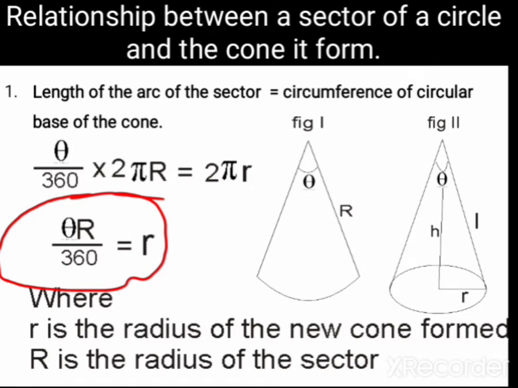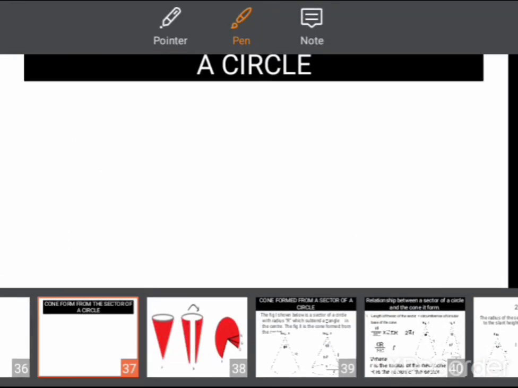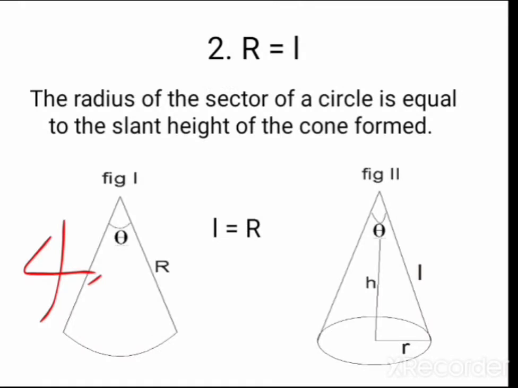That's the first relationship. Then the second relationship, we discover that the radius of the sector is equal to the slant height of the cone. The radius of the sector, which is this arrow, is equal to the slant height of the cone. From that practical section, we discovered that the radius of the sector was 4.25. Then from the sector, we now form the cone.